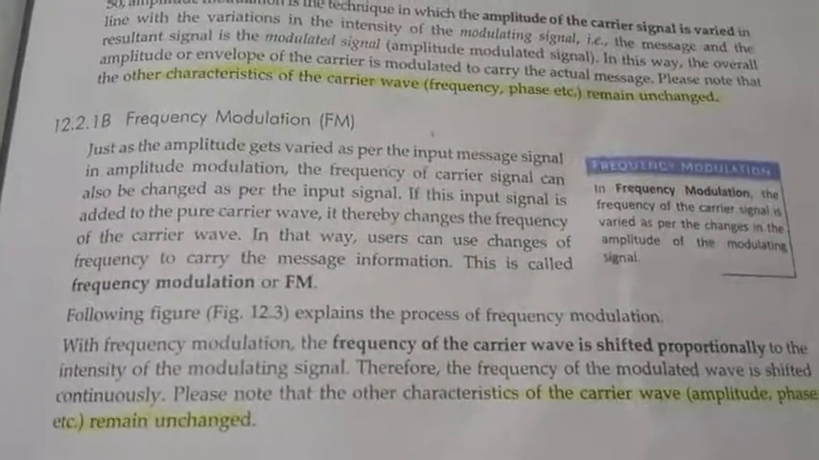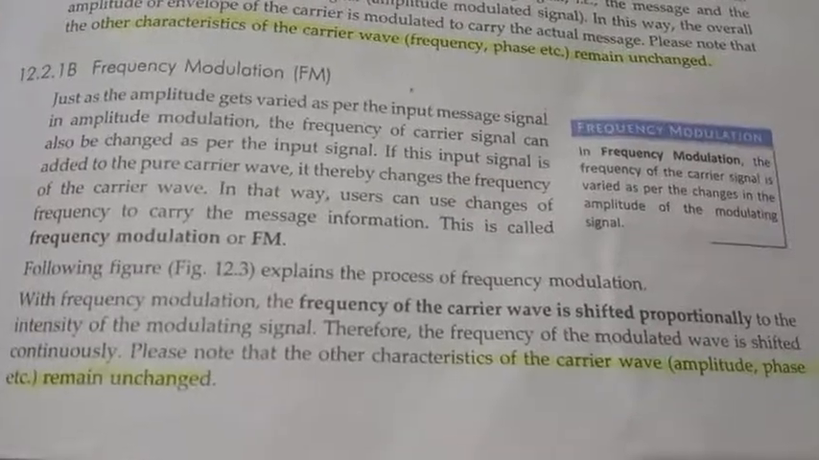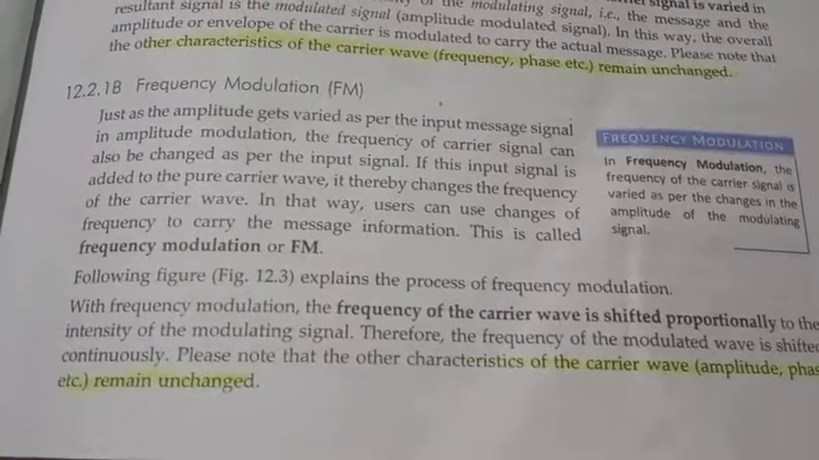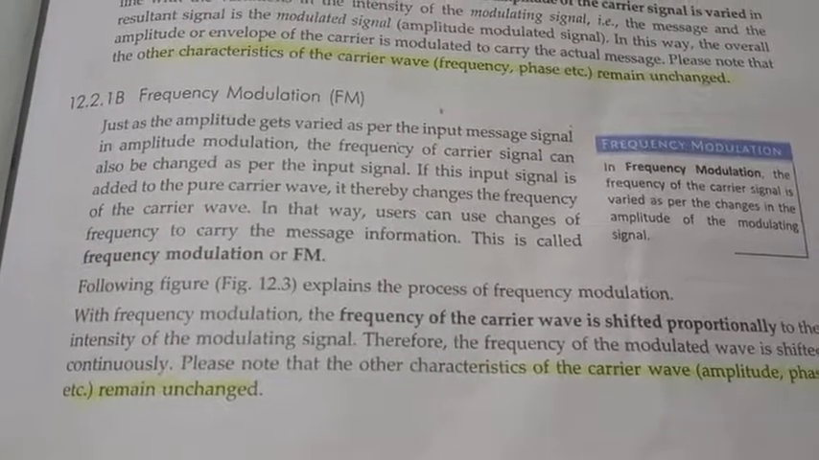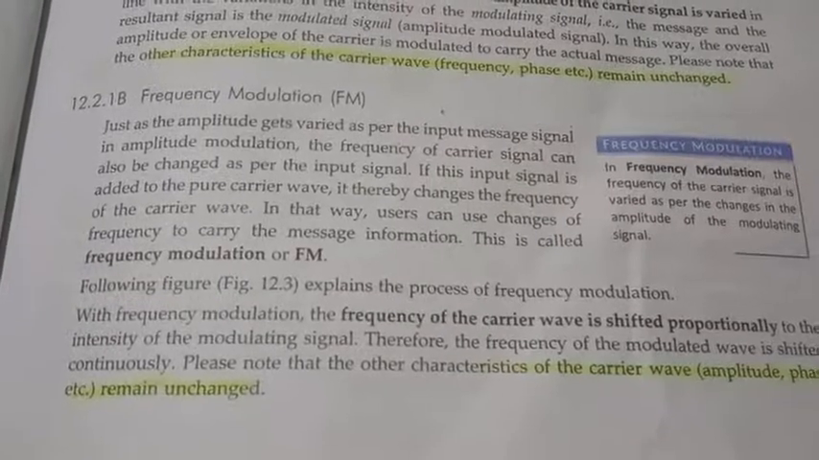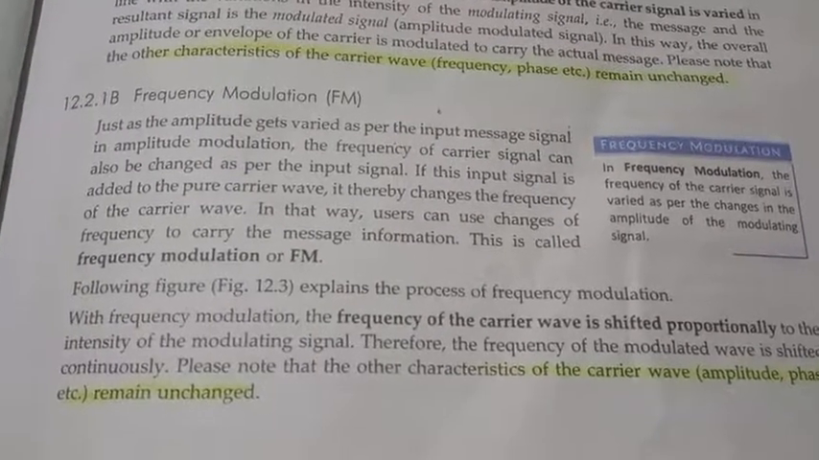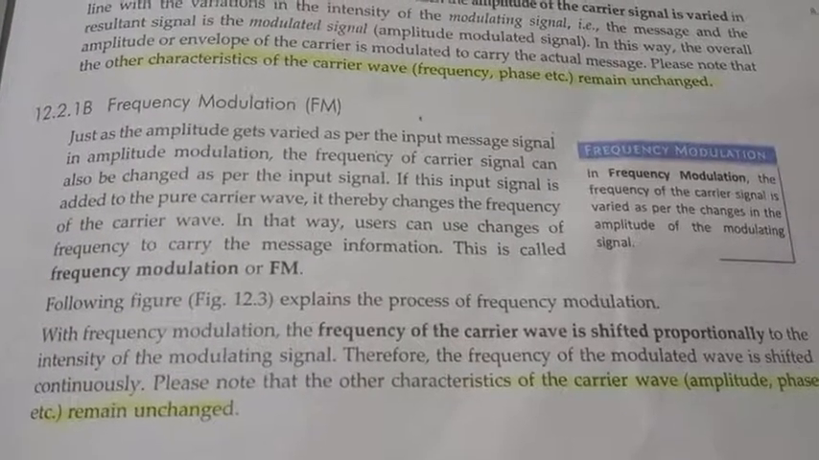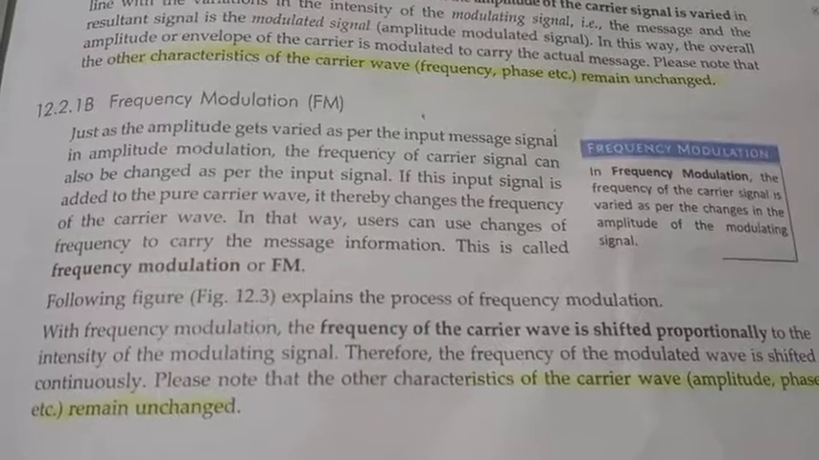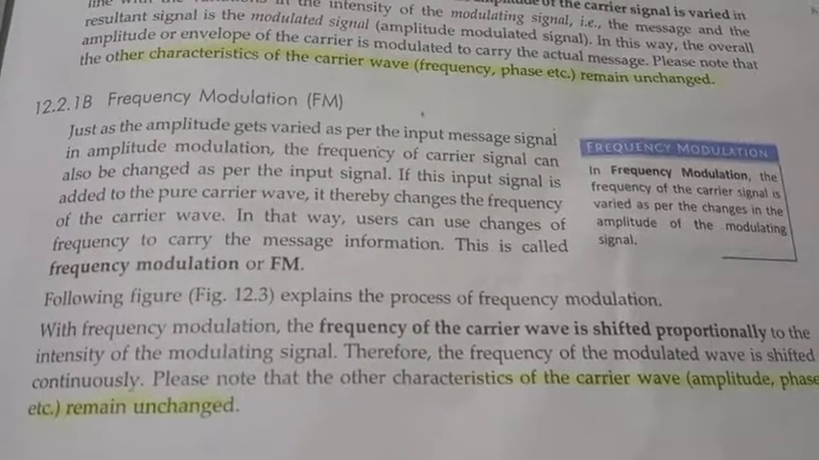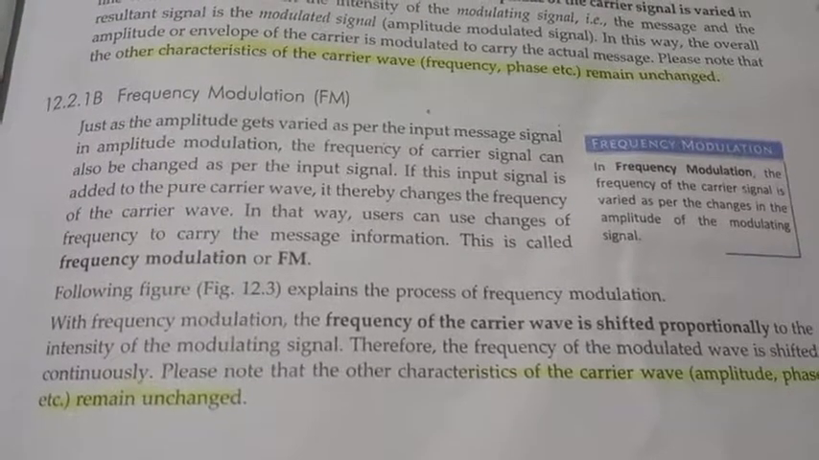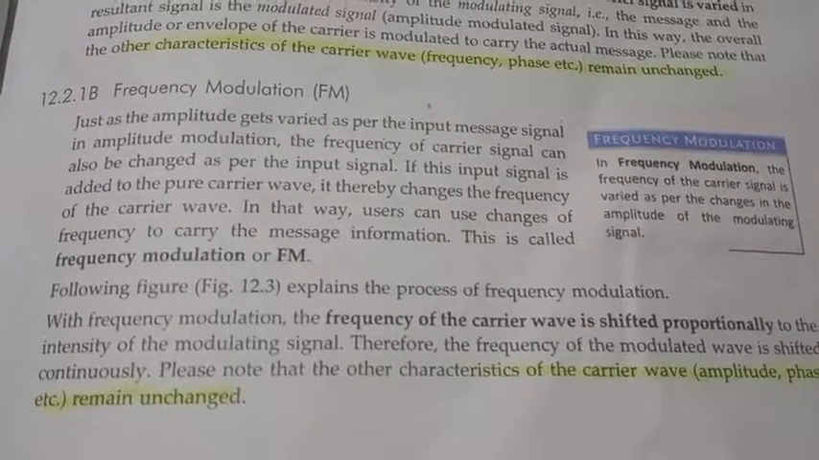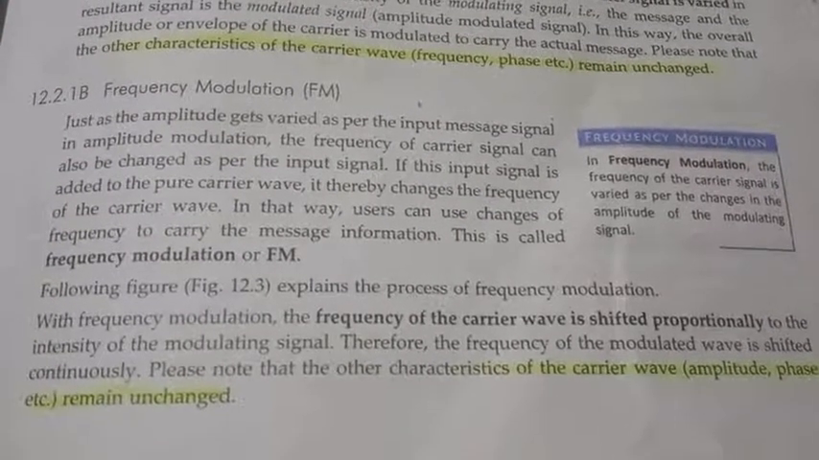So next one, frequency modulation. Frequency we already studied. Frequency is the number of oscillations per second. So in frequency modulation, the frequency of the carrier wave is changed according to the frequency of the modulating signal. So that is called frequency modulation. The frequency of the carrier wave is shifted proportionally to the modulating signal. So we can study this with one figure.